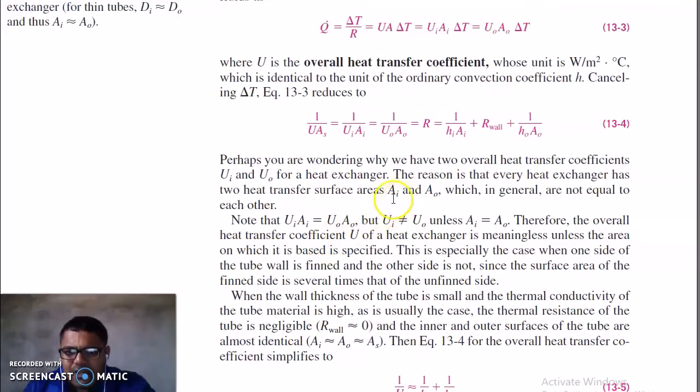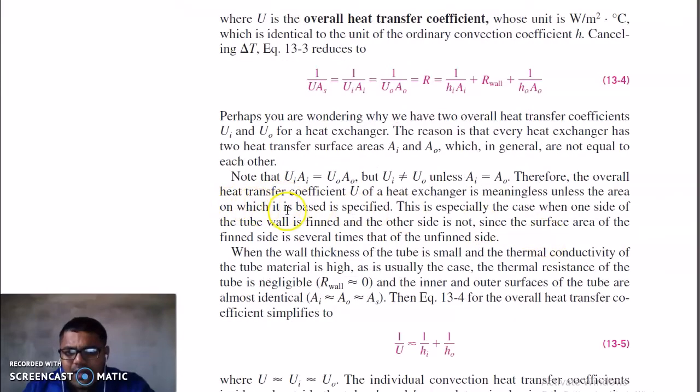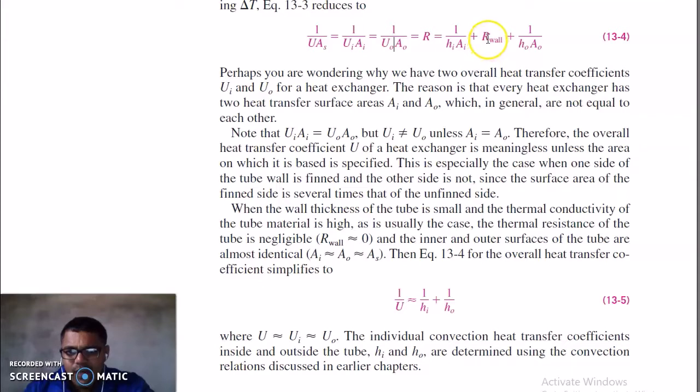If in a special case A_i is equal to A_o, then U_i is equal to U_o. Meaning if your A_i is equal to A_o, then you can say your inner overall heat transfer coefficient is equal to the outer overall heat transfer coefficient. Therefore, the overall heat transfer coefficient U of a heat exchanger is meaningless unless the area on which it is based is specified. Now take a special case when the thermal resistance of the tube, meaning wall resistance, is negligible, and A_i is equal to A_o.